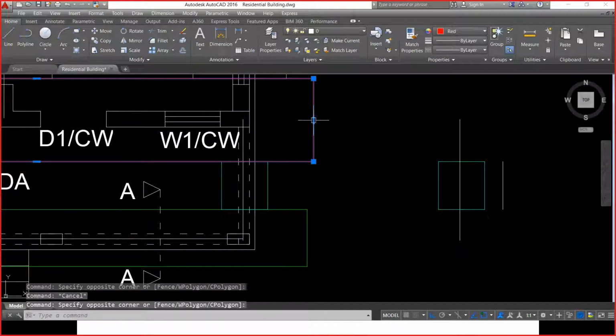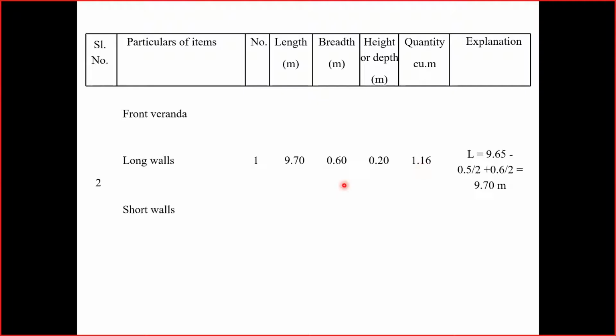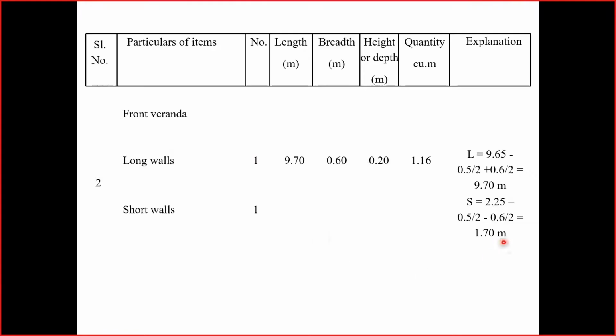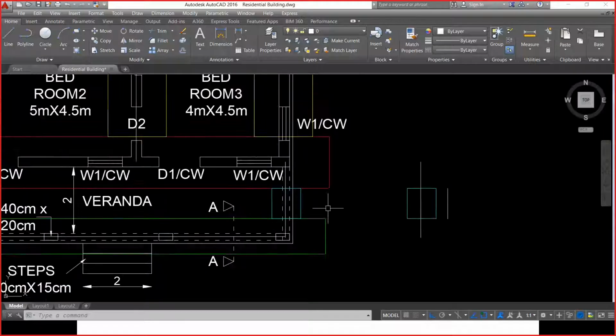The main wall width is 0.9 meter, the lime concrete width is 0.9 meter, and this width is 0.6 meter. So I know the center to center distance. So of course the number of short walls is 1, and the center to center distance is 2.25 meter, which we have already calculated, minus 0.5 by 2 on this side and 0.6 by 2 on the other side.